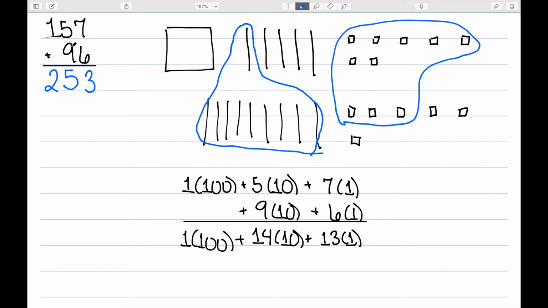The questions we wanted to ask. First, why do we add column by column? Well, that's because we're adding the objects that are the same size. I'm adding the 10 blocks together, I'm adding the 1 blocks together, the 100 blocks, etc. Why do we start at the right? Well, that's because this is our smallest piece. We're going to be able to group some of these and give them over to the tens column. So we don't want to add the tens first because we might have an extra one from the ones in our carrying process.